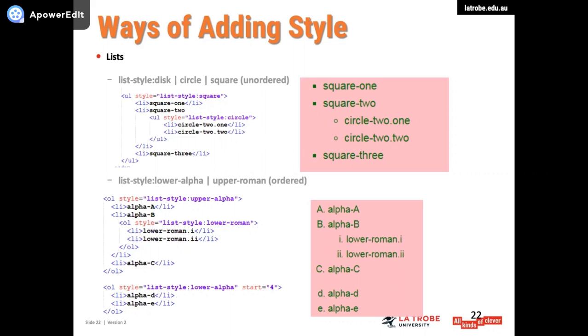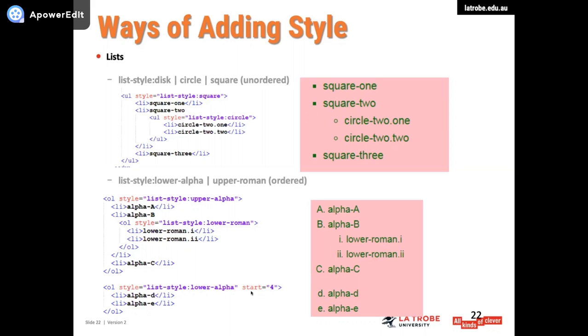And similar for the ordered list. We want to change the letter for the ordered list. For example, in this example, we want to specify the numbering to be upper alphabet. So we just specify the list type, then upper-alpha. And for the inner ordered list, we can change to another style. For the inner list, we change the list style, and the value is lower-roman.